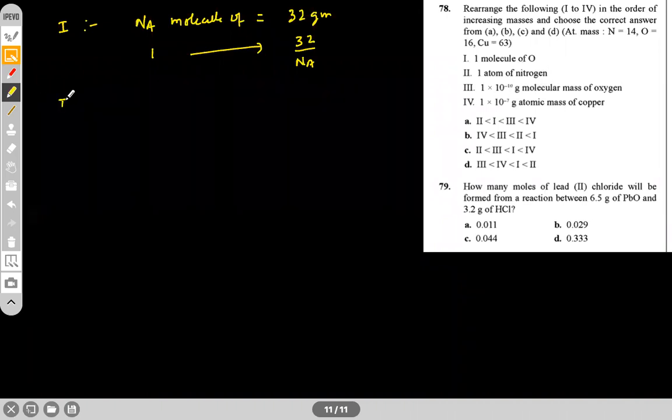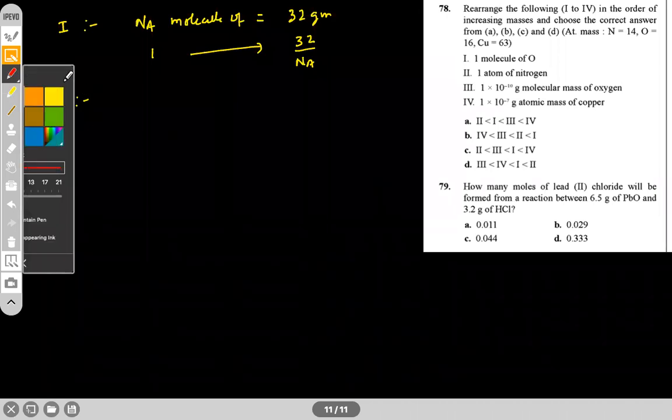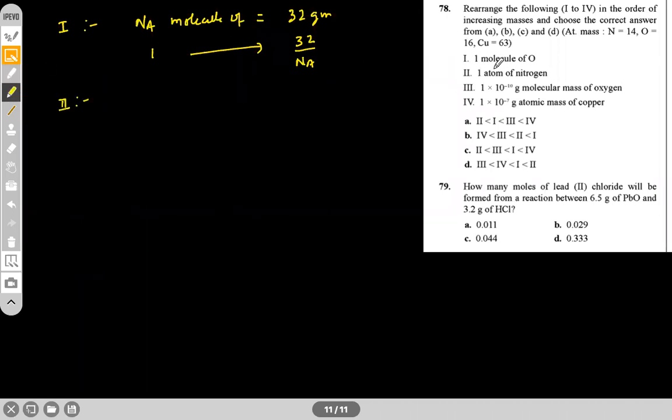Second one, one atom of nitrogen. So we have Na nitrogen atoms, the mass is 14 gram. So one atom, the mass is 14 by Na.